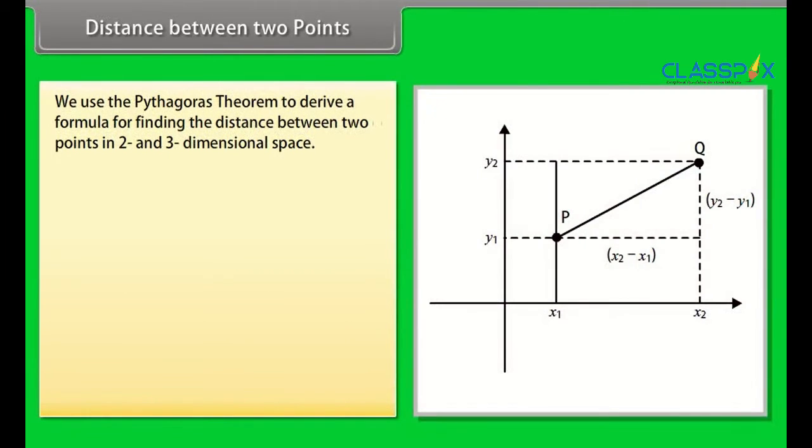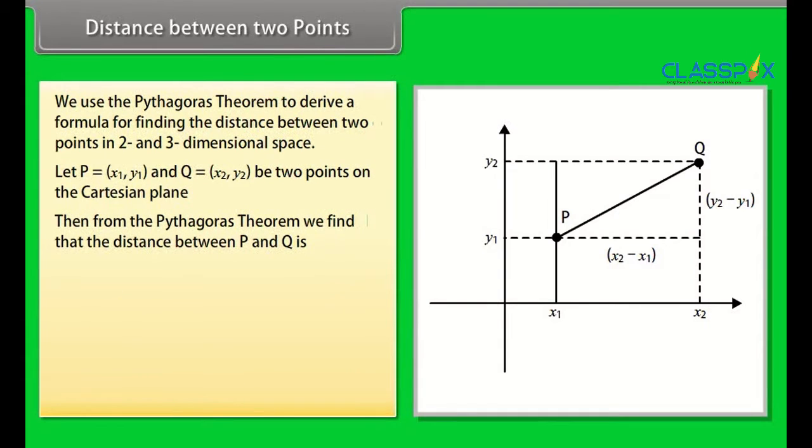Distance between 2 points. We use the Pythagoras theorem to derive a formula for finding the distance between 2 points in 2 and 3-dimensional space. Let P equal to x1, y1 and Q equal to x2, y2 be 2 points on the Cartesian plane as shown in the figure. Then from the Pythagoras theorem, we find that the distance between P and Q, PQ, is equal to square root of (x2 minus x1) square plus (y2 minus y1) square.